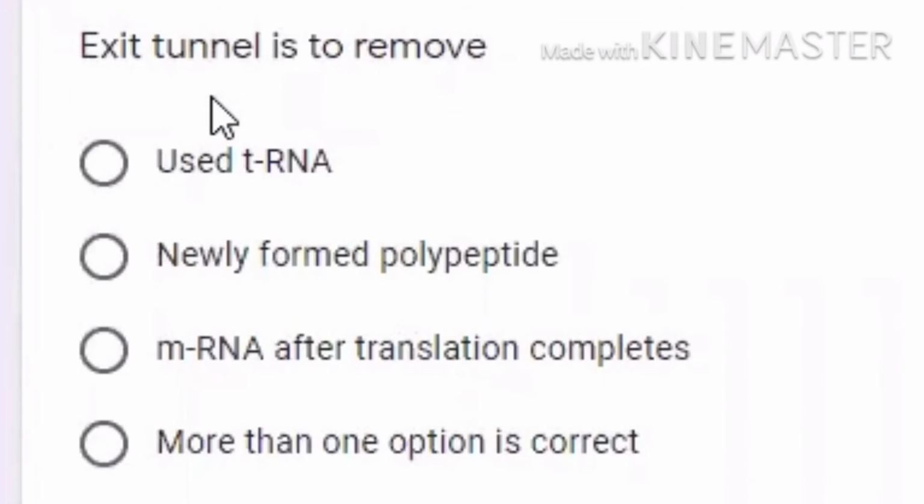Now see exit tunnel. If you remember the diagram of the previous video of translation, there I have explained clearly that there is one exit site and one exit tunnel. The exit tunnel is an area from where the newly formed polypeptide will come out through the larger subunit. Its function is to remove the newly formed polypeptide.